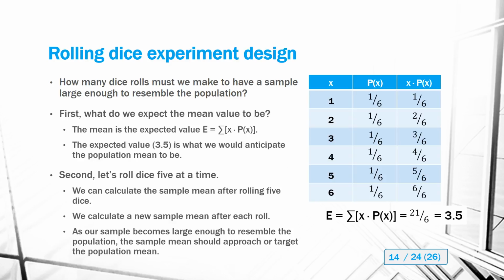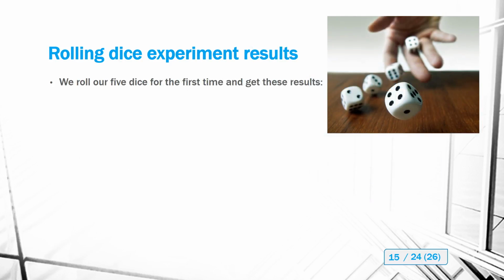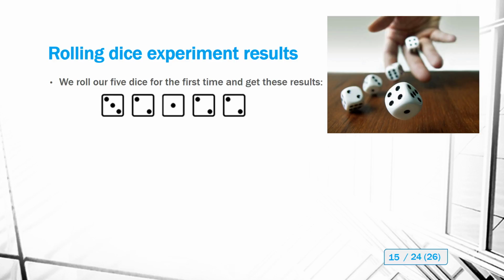So now we've set up our experiment. Let's actually go through and see what happens. So we roll 5 dice for the first time. And here's what we get. A 3, a 2, a 1, a 2, and a 2.